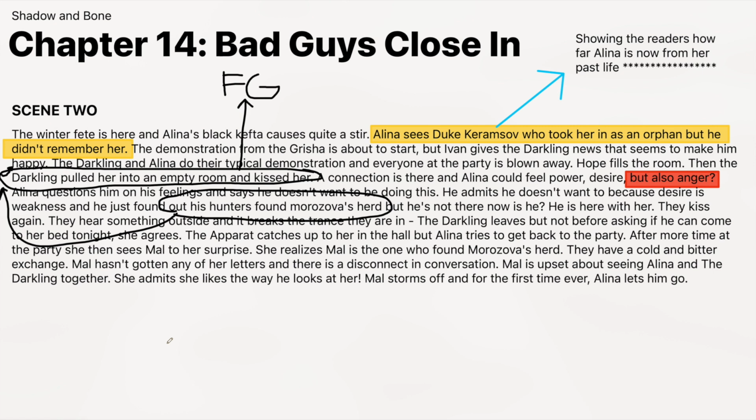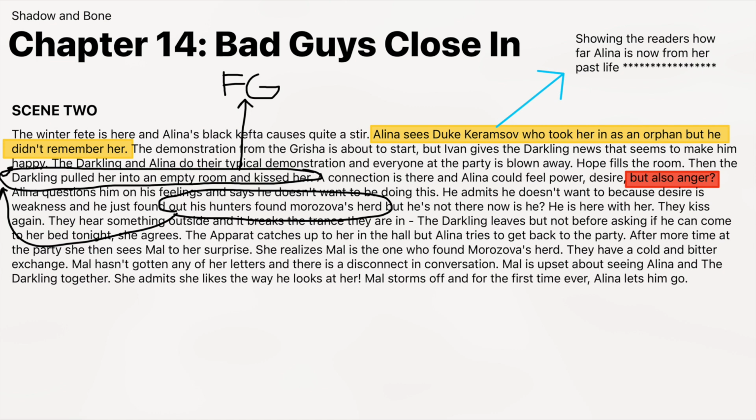So they start kissing again. Things start heating up again, but they hear someone outside their room and it breaks the trance they're in. So the Darkling leaves because he's like, maybe let's not, I'm going to go tend to my things. But he does ask, can I come by your room later? Saying, we're going to pick this back up, don't you worry. And she agrees.